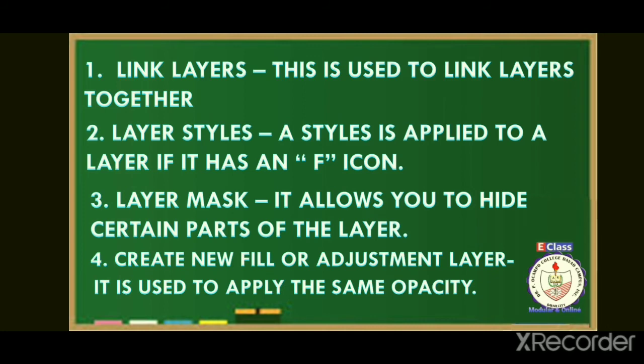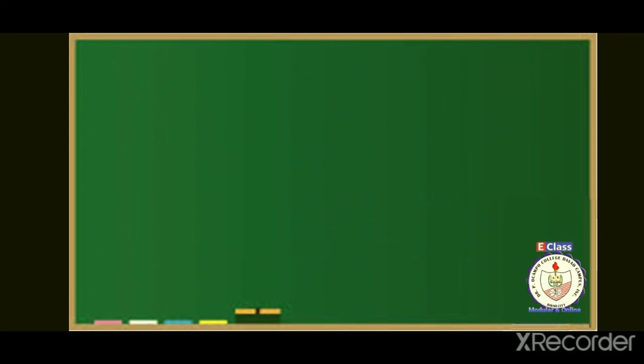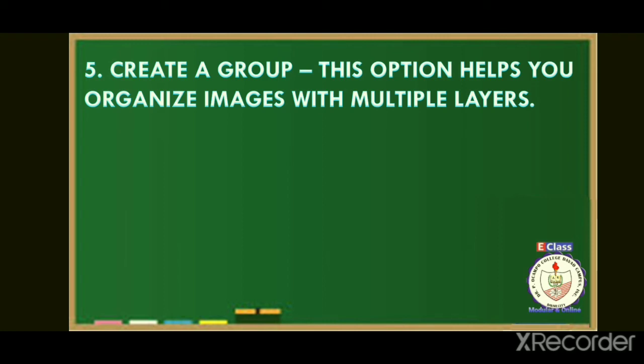The fourth is create new fill or adjustment layer. It is used to apply the same opacity. It can be rearranged, deleted, hidden, and duplicated in the same manner as image layers. Next is create a group. This option helps you organize images with multiple layers. If you click the icon, it creates a folder for several layers to group them together.